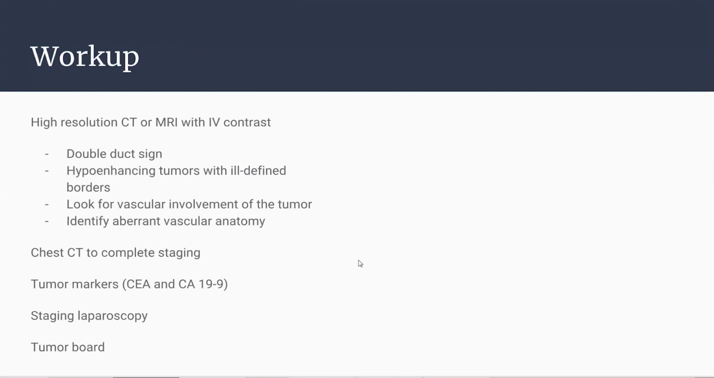Lastly, most institutions have a tumor board, and it is recommended to discuss these cases in a multidisciplinary setting to help determine a consensus for treatment. At our institution, our tumor board is made up of radiologists, medical oncologists, radiation oncologists, pathologists, and lastly, surgeons. This allows everyone to weigh in on these complex cases and determine the best way to treat these patients.